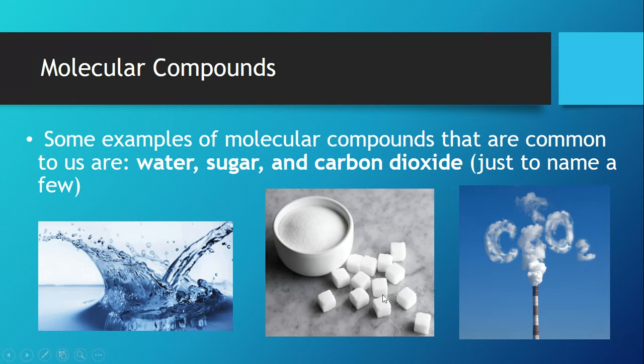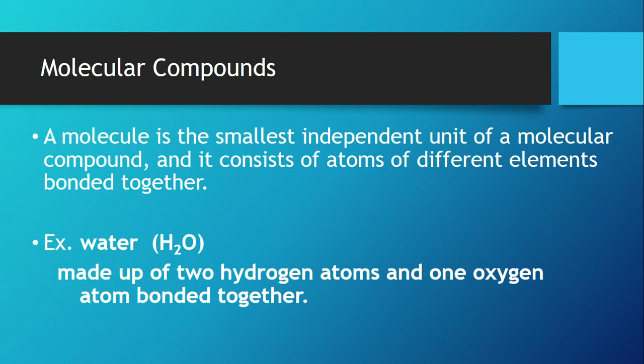Then you've got sugar in the middle here. Sugar is C6H12O6. All of those, the 6 carbons, the 12 hydrogens, and the 6 oxygens are all sharing electrons in a formation that produces sugar. And then the last one here is CO2, carbon dioxide. Carbon dioxide, very abundant gas, 2 parts oxygen, 1 part carbon, also both nonmetals, so a molecular compound.